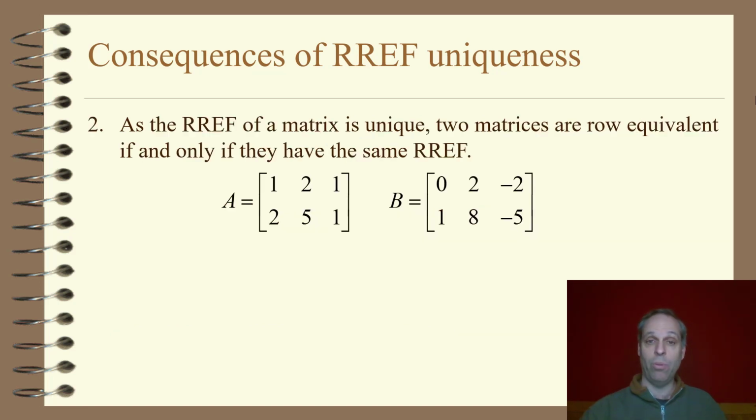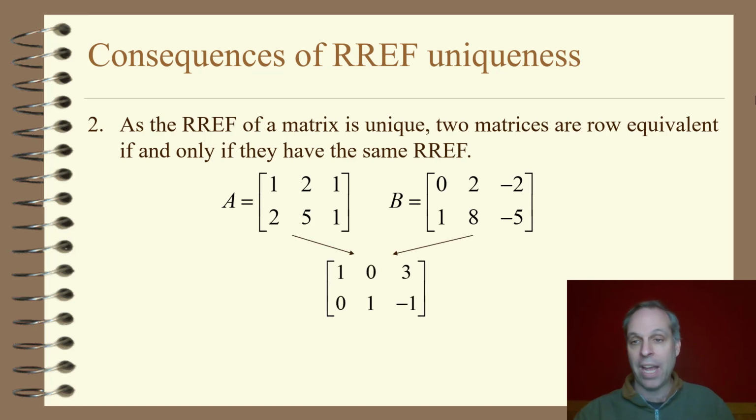Now, as a second consequence, since it's unique, we know that two matrices are equivalent if they have the exact same row echelon form, but there's only one reduced row echelon form. So if you take two matrices and find their reduced row echelon form, and they're the same, then the matrices are row equivalent. In my previous example, we looked at these two matrices before and noticed they had the exact same reduced row echelon form. So those two matrices had to be row equivalent.